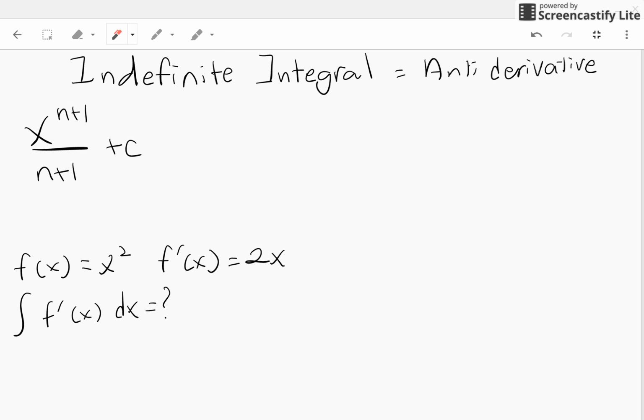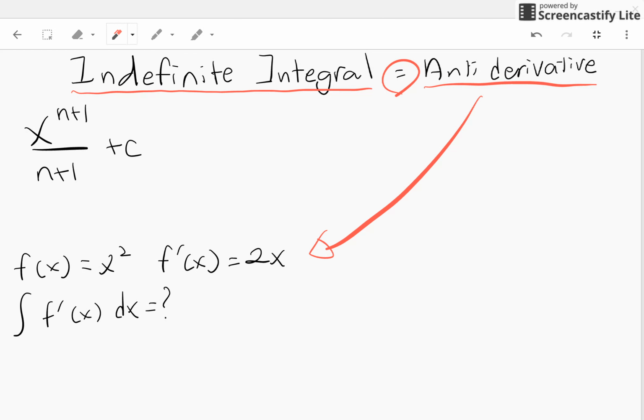Hi guys, today we will be looking at a thing called indefinite integral. An indefinite integral is the same thing as an antiderivative. As the name suggests, this is the complete opposite of a derivative. So let me give you a quick little tour.